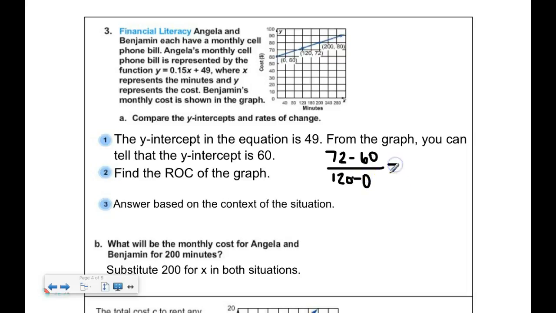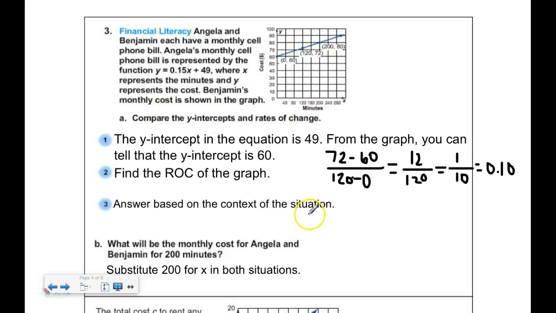So 72 minus 60 is 12. 120 minus 0 is 120. Okay, now I've got to think of this in a couple of different ways. So 12 over 120 is going to be 1 over 10, right? So my slope is going to be 1 over 10, meaning 1/10, which means 0.1, which means that in the context of dollars and cents, it's 10 cents per minute versus 15 cents per minute. Do you see the difference? Okay, so find the rate of change here. Answer based on the context of the situation. So compare the y-intercepts and rates of change.